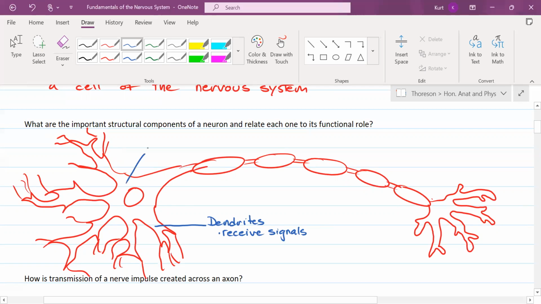What is the main part of the cell called? The soma. This is the body of the cell. That's what soma actually means, body. What is this long stem-like structure of the neuron? That's the axon. The axon is where the signal travels.